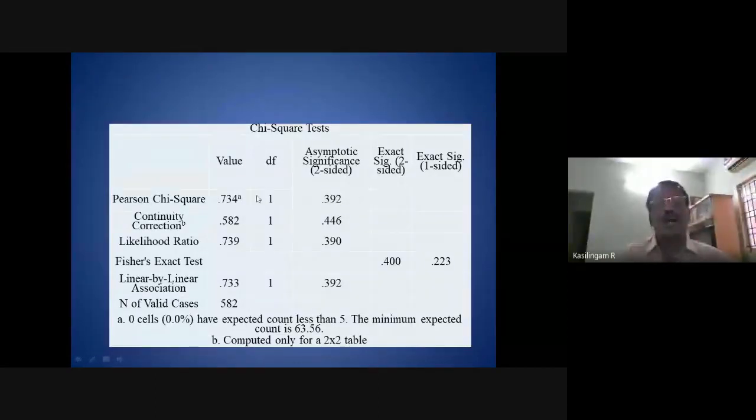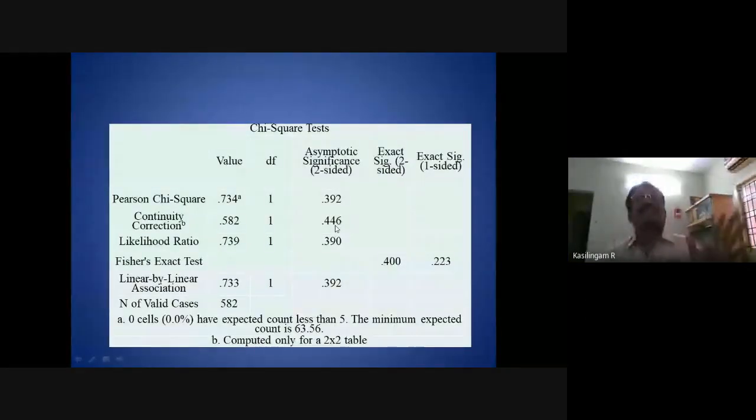You have to use the corrected chi-square value. This is called corrected chi-square. It is not 0.734, it is 0.583, and the significant value is not 0.392, it is 0.446, which means the null hypothesis is accepted, which means there is no association.